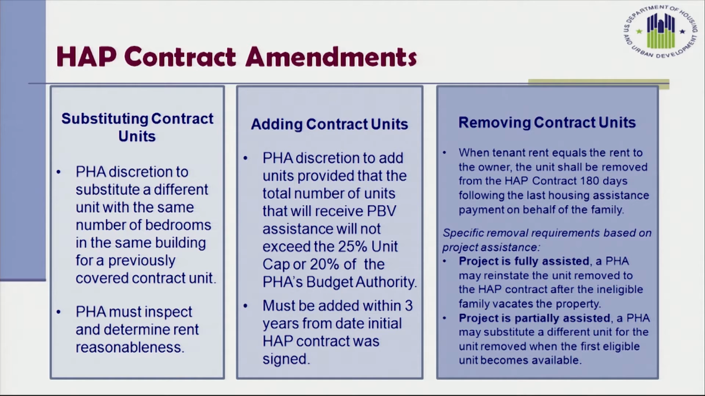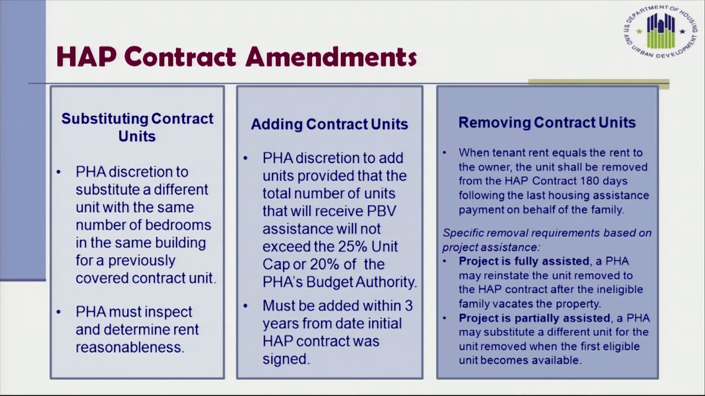Adding contract units. The PHA also has the discretion to add contract units to the HAP contract, provided that the total number of units that will receive project-based voucher assistance will not exceed the 25% unit cap unless the housing authority and the owner have agreed to accepted units under the HAP contract. In such case, the additional accepted units may be added as well.